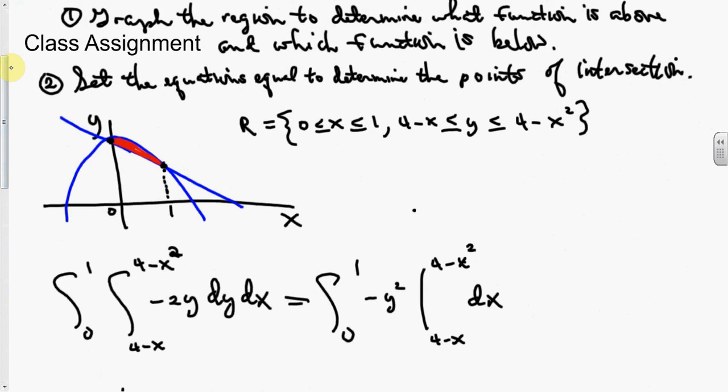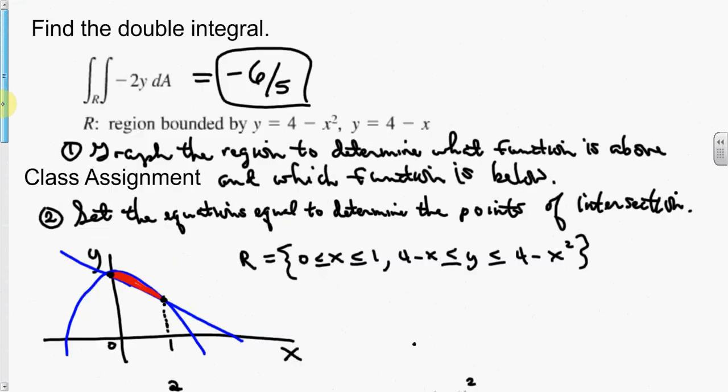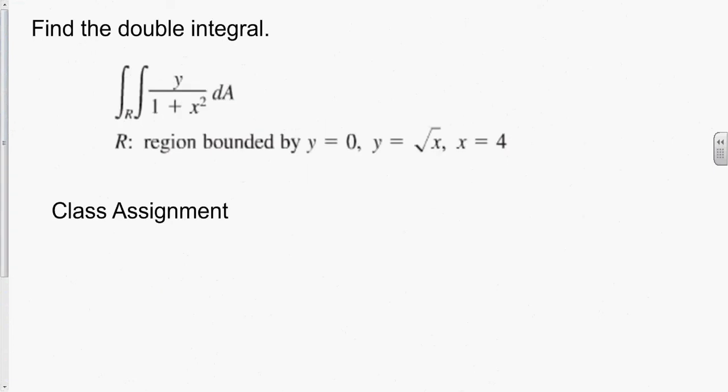Did you get 0 and 1? You set the two equations equal? Did you do that? You did. Okay. See, number 2 says set the equations equal to determine the points of intersection. Right. This implies that x equals 0 and x equals 1. Okay. All right. You try this one. And when you work that, let's see if you come out to this. I'll put the answer here. This is 1/4 times the natural log of 17.